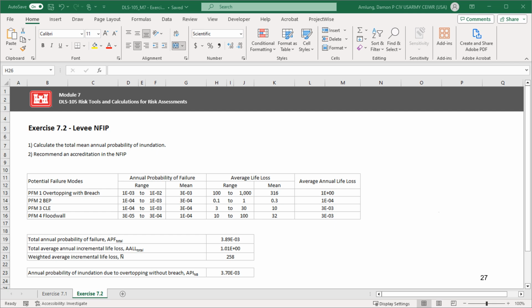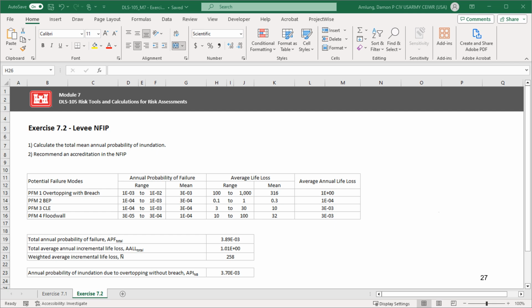This brings us to our second exercise of the session, Levee NFIP. For this exercise, we are using the same PFMs, annual probability of failure, and average life loss values from exercise 7.1. The values in columns G, K, and L in exercise 7.2 populate based on the results from the exercise 7.1 spreadsheet. Note that the green highlighted cells contain formulas that pull data from exercise 7.1.